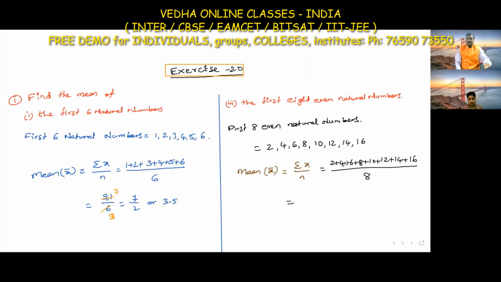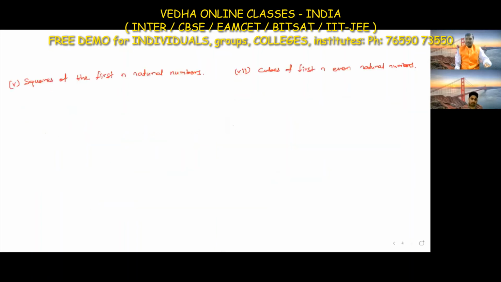Now add all these values. 16 plus 14 is 30, and 12 makes 42, then 52, 60, 70, 72. So 72 divided by 8. Is it divisible by 8? Yes, 8 nines are 72. So what is the final answer? 9. 9 is the mean average value.